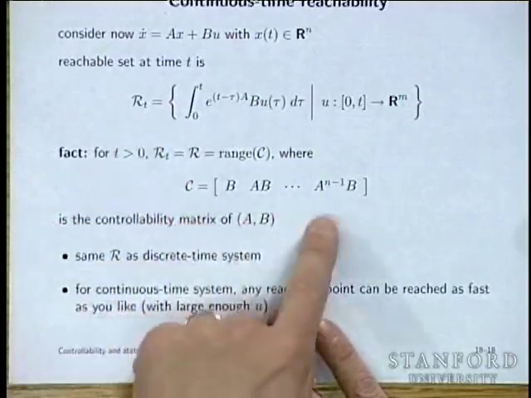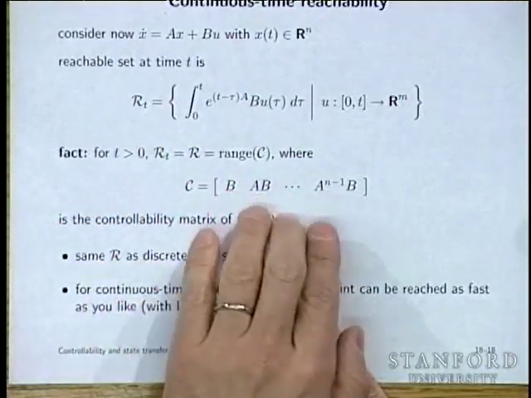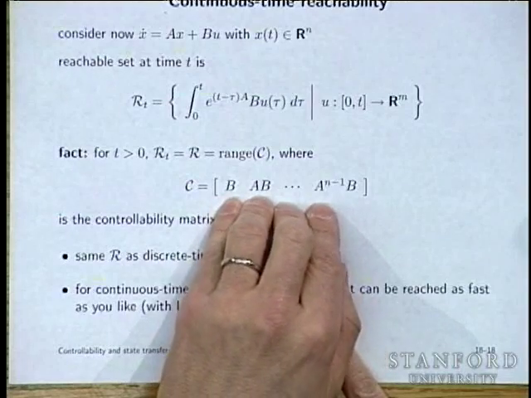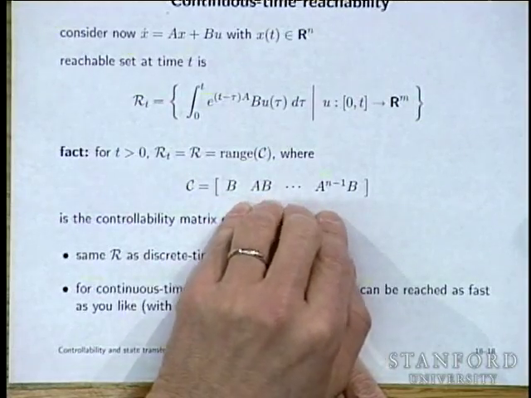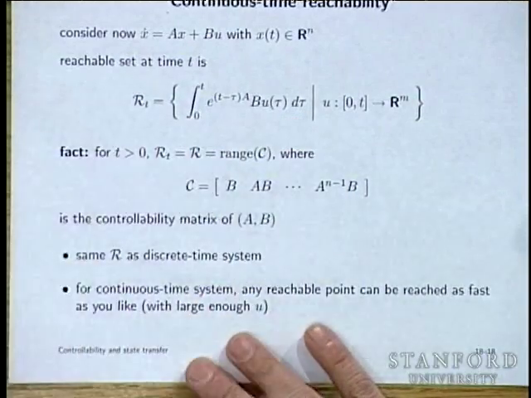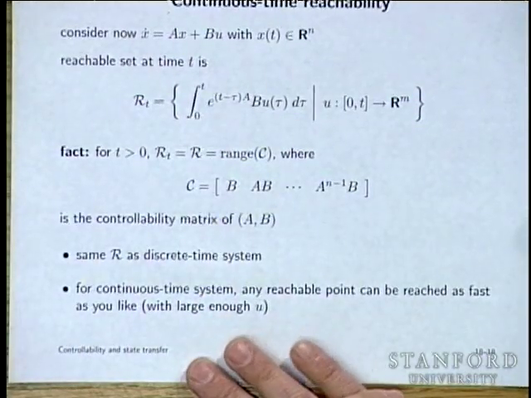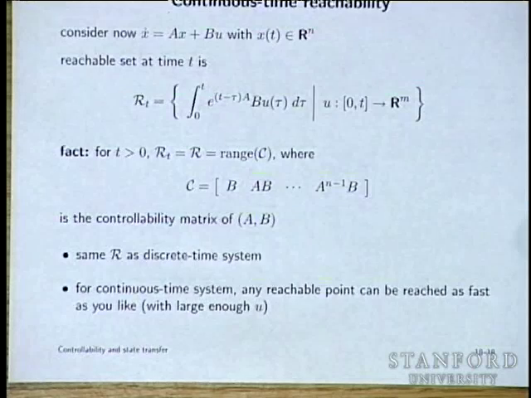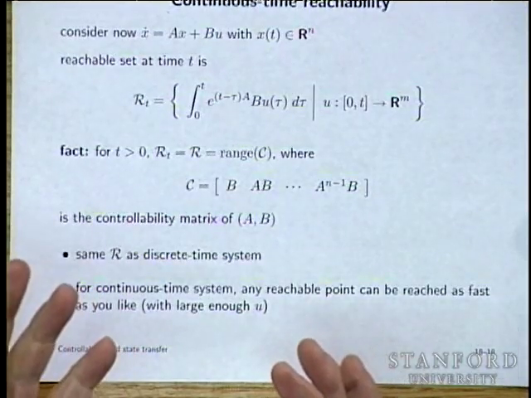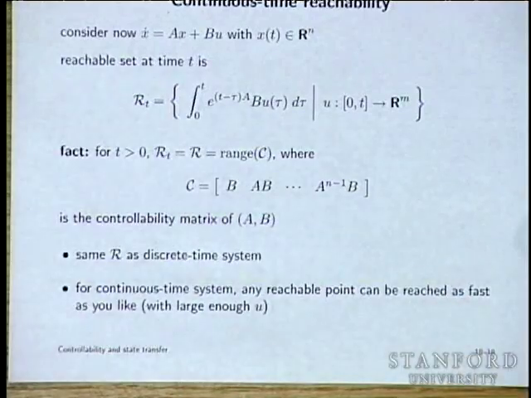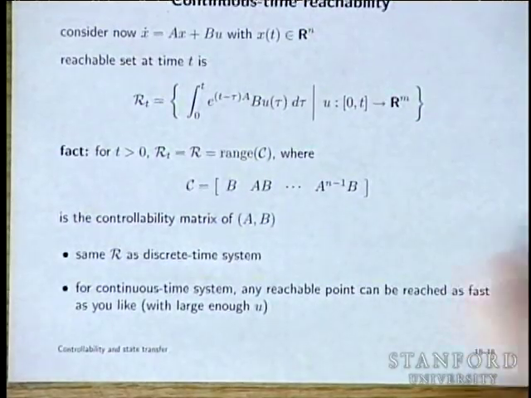So it's basically this. You form the matrix B, AB, up to A^(n-1)B. That's the controllability matrix. And it basically says if this matrix is full rank, this set is all of R^n for any positive t. So in continuous time, it says any point you can reach in any amount of time, you can actually reach infinitely fast. That's what it says. And this makes perfect sense. You just trade the size of the input for having your input act over a smaller and smaller time. And it really couldn't have been otherwise.